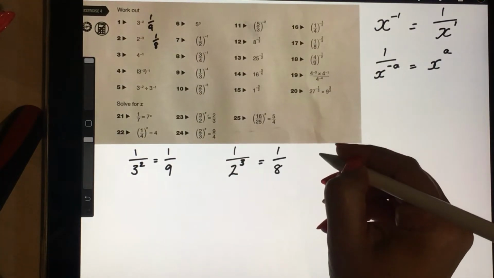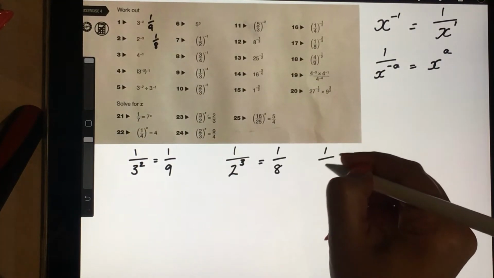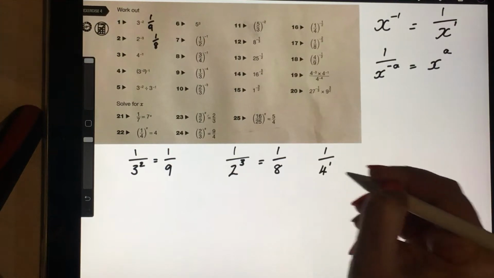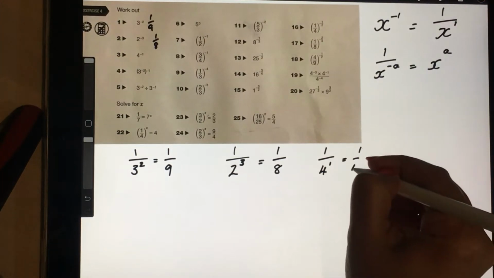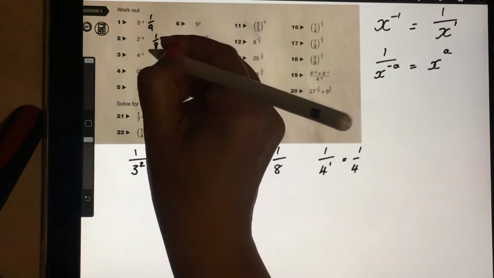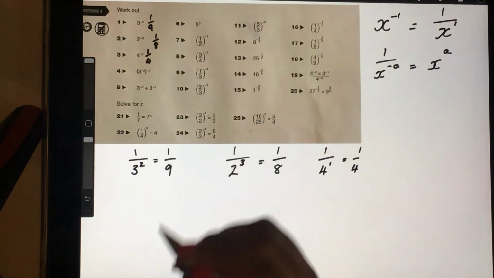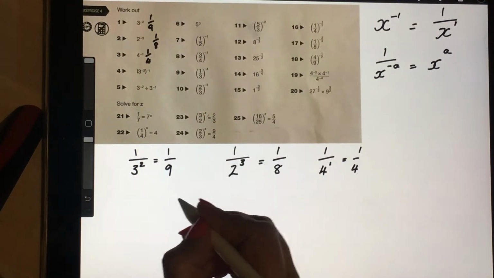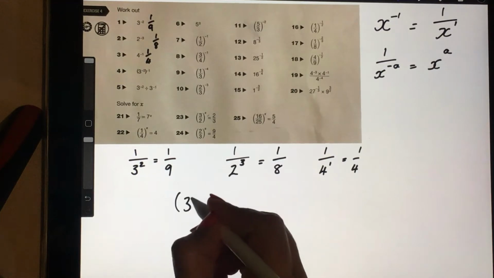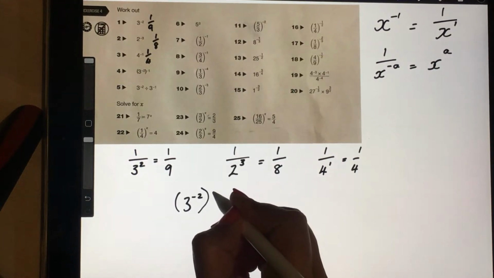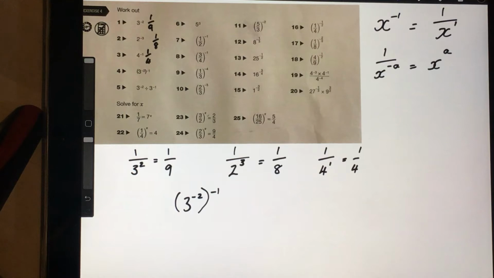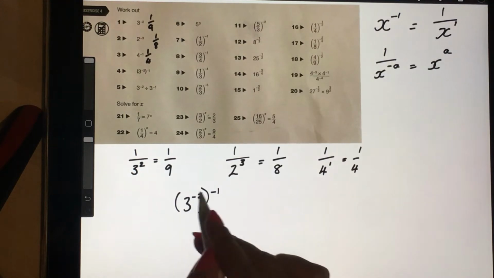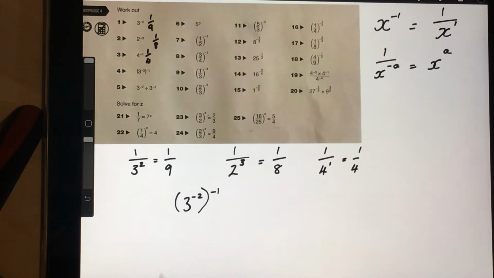For number 3, it is simply 1 over 4 to the power of 1, which is 1 over 4. We don't need to write the 1. So that one is a quarter. Right. For number 4, I'm going to write out the whole thing here so that you can exactly see what is going on. Remember BIDMAS, always try to do this part first.